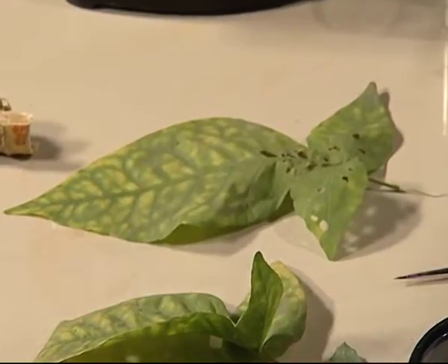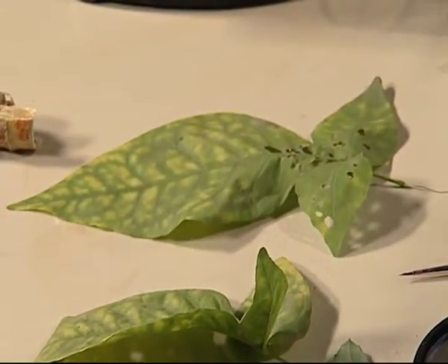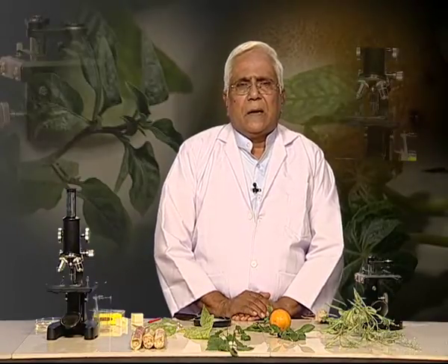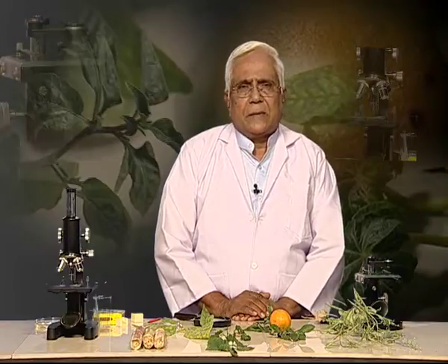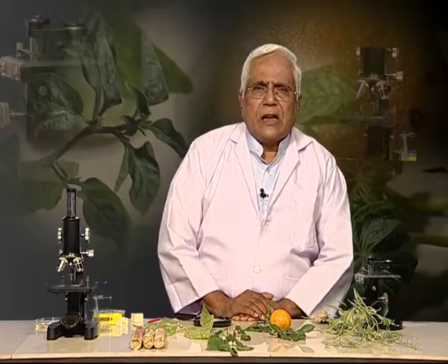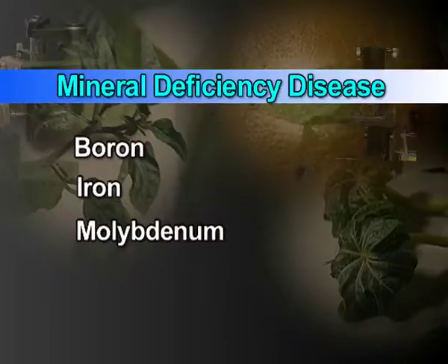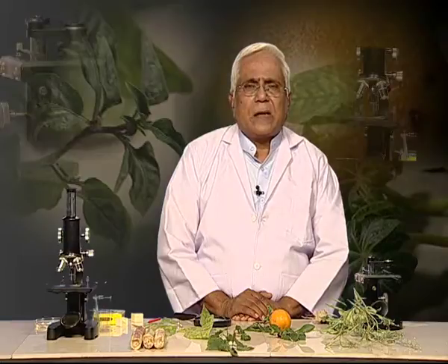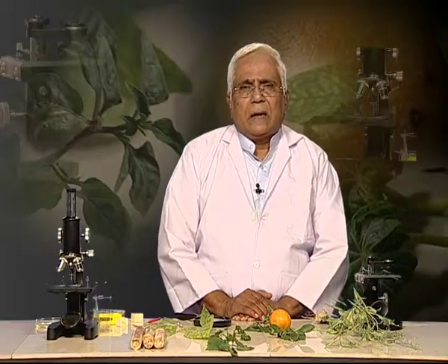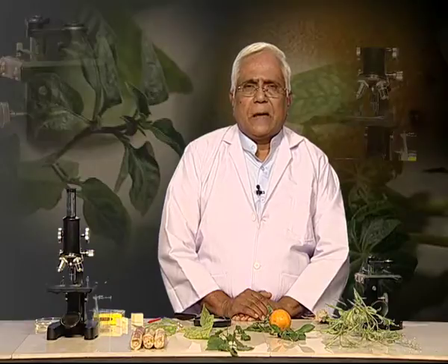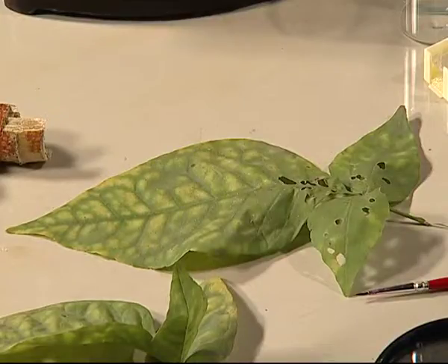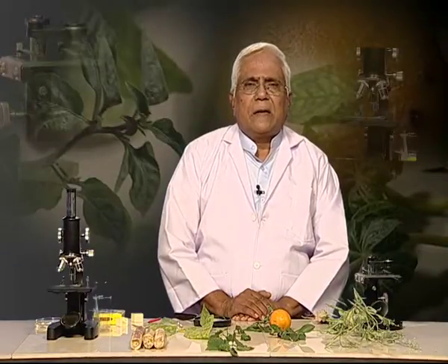In addition to these diseases caused by pathogens, sometimes deficiency of minerals also leads to diseases. Here we have three examples: one is boron, the other is iron, and the third is molybdenum. Boron is essential for transport of carbohydrates, and if boron is not available, the buds die back. Iron deficiency leads to yellowing of the leaves or chlorosis, because it is essential for synthesis of chlorophyll.